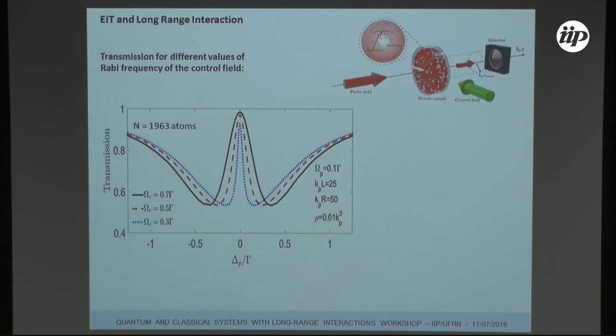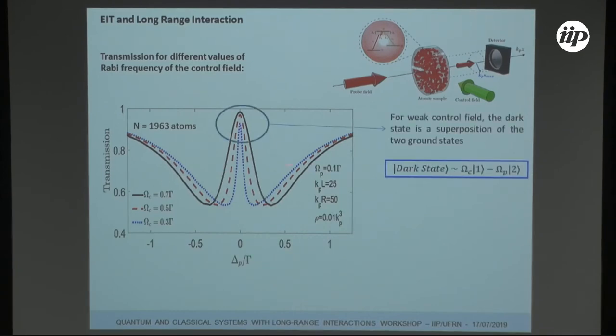But the most interesting point is, when we change the intensity of the control field, something interesting appears for us, which is that somehow we are destroying the interference. When the control field is not so strong, the excitation of the system is not so high. I mean, the excitation of the system can be even higher. In this case, the dark state will be a superposition of 1 and 2, not only 1, because for a small control field, these two are comparable. And in this case, the incoherent coupling between the different atoms is important, and it destroys the interference in the system.